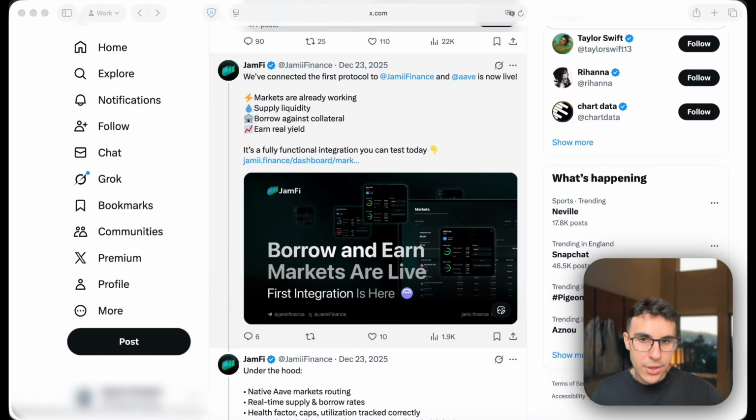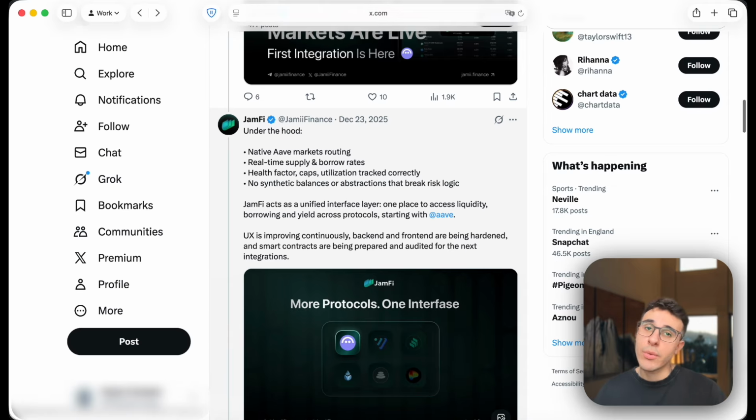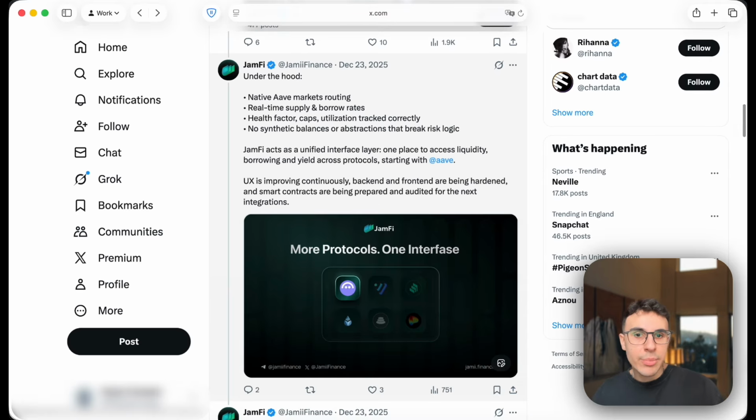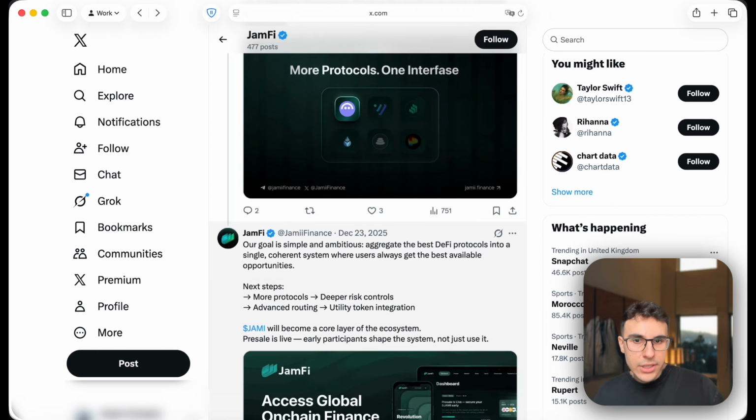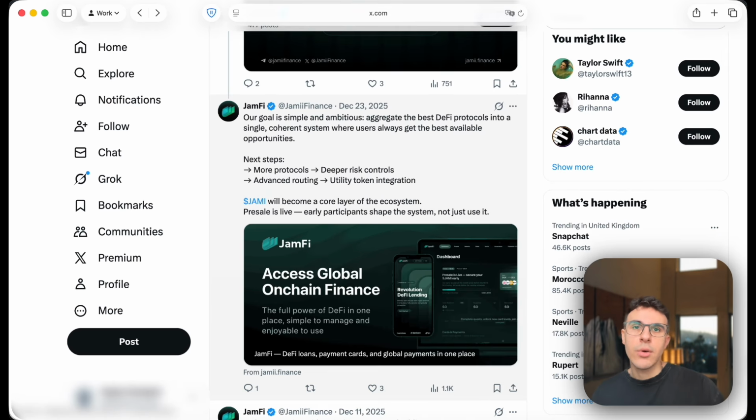That's what we got under the hood. Native Aave Markets integration. So you're tapping directly into Aave liquidity instead of some wrapped copy, right? Real-time supply and borrow rates. Health factor, caps, utilization tracked correctly. No synthetic balances or abstractions that break risk logic.